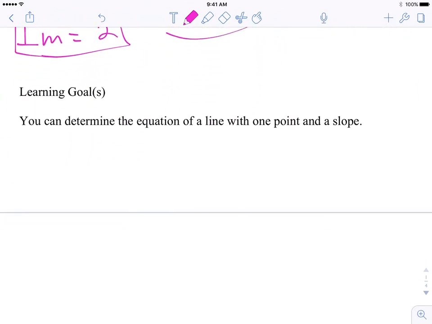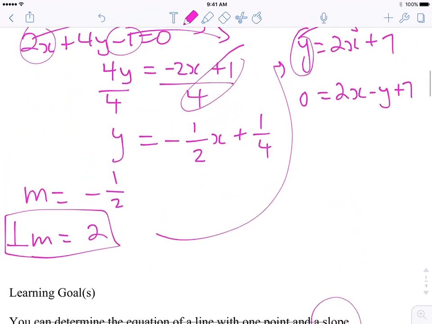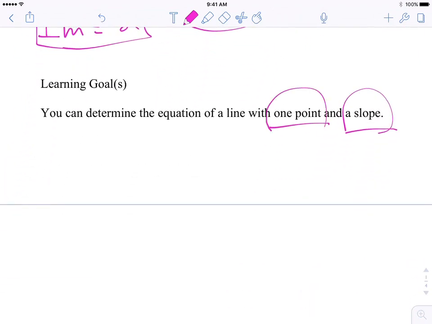Okay, our learning goal today is to determine the equation of a line with one point and a slope. Now, if it tells me the slope, that's easy. We just did some of that up above here. We found out what the slope is. But if it tells me a point that the line goes through, that's more information than we had before.